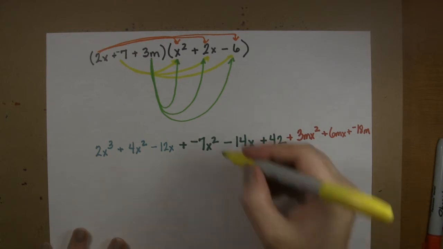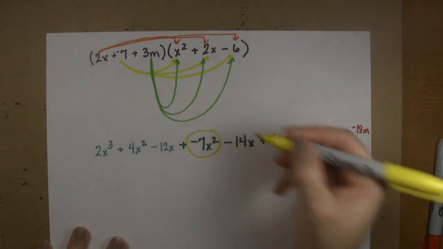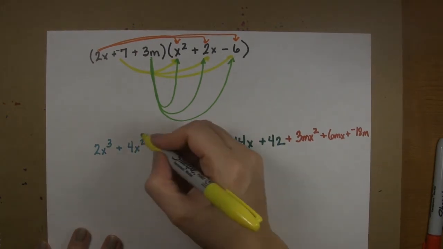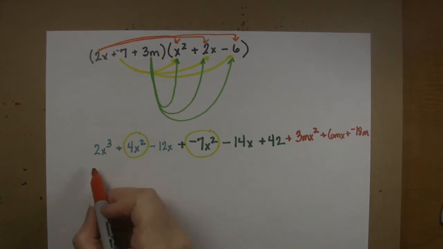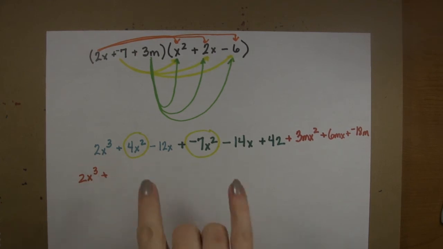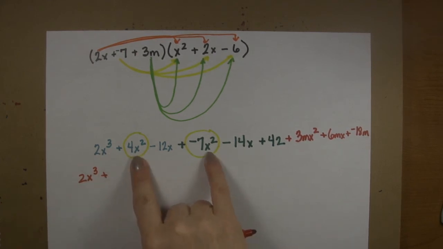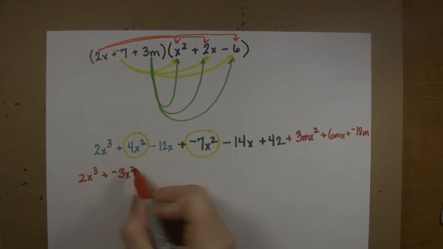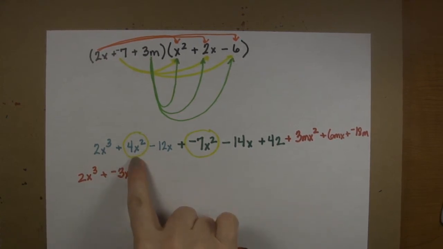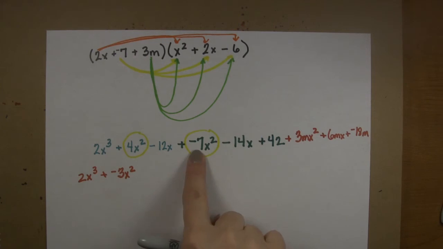So let's look for like terms. Here's a -7x squared. Here's a 4x squared. So we can combine those two. Let's just do one step at a time. 2x cubed plus 4x squared plus negative 7x squared gives me a negative 3x squared. Sorry, I should have said 4x squared plus negative 7x squared gives me a negative 3x squared.